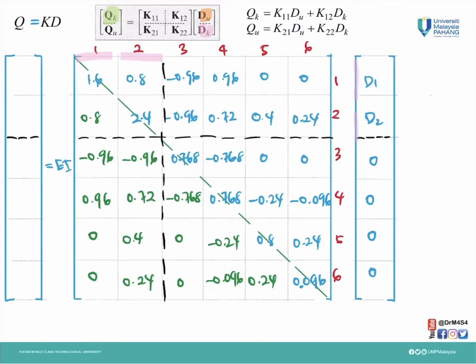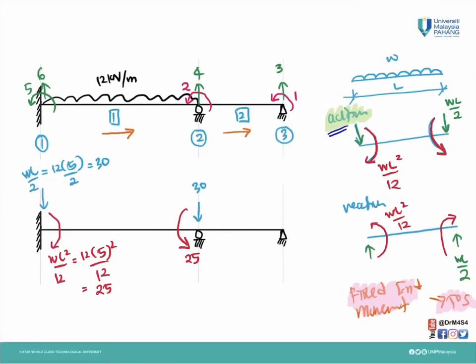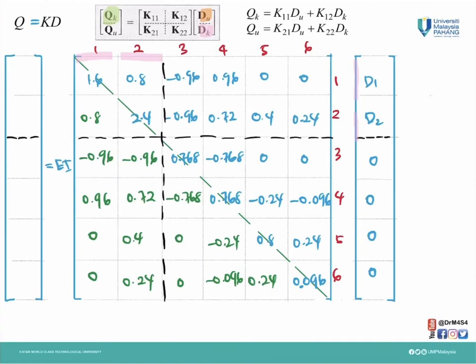Refer back in here. It's for Q1, this one for Q2. The value for Q1 is 0. However, at Q2 here, we have 25, same direction as rotational displacement 2. That means in here is 0, and for Q2 is 25.